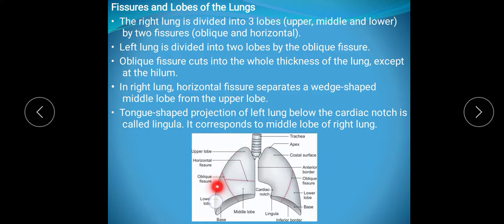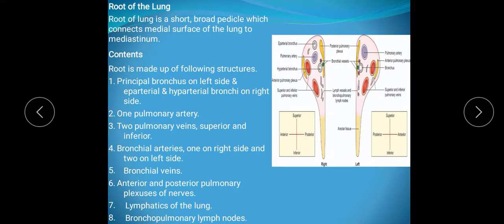This right lung has three lobes: upper, middle, and the lower. The right lung is divided into three lobes by two fissures. This one is the oblique fissure, this one is the horizontal fissure, and the left lung has two lobes, upper lobe and the lower lobe, which is divided by the oblique fissure. Then the root of the lung. This is the root of the lung. The root of the lung is a short, broad pedicle which connects the medial surface of the lung to the mediastinum.